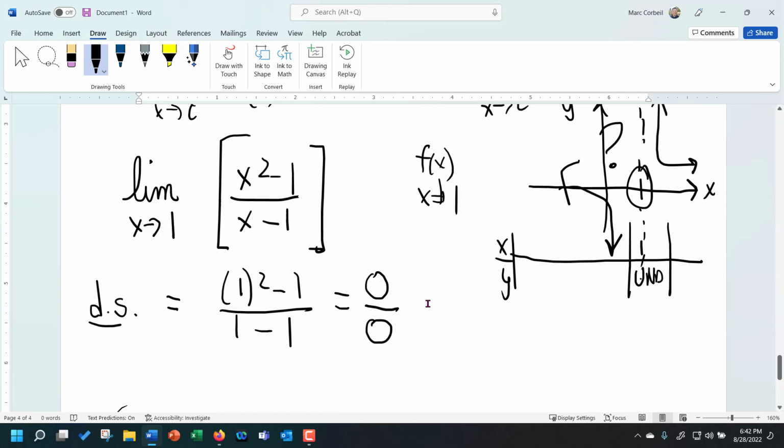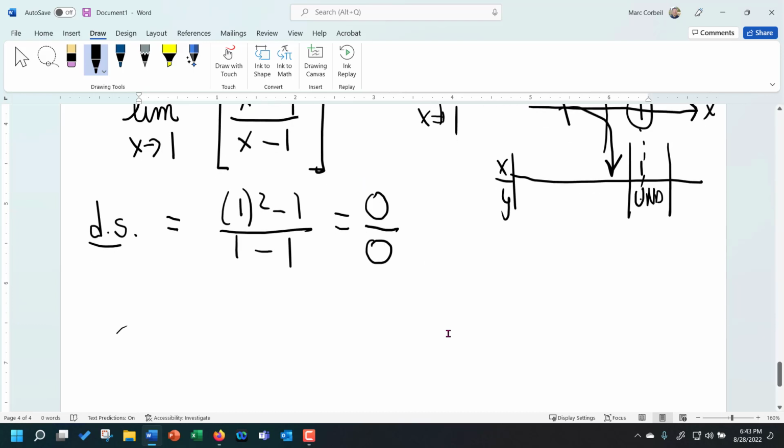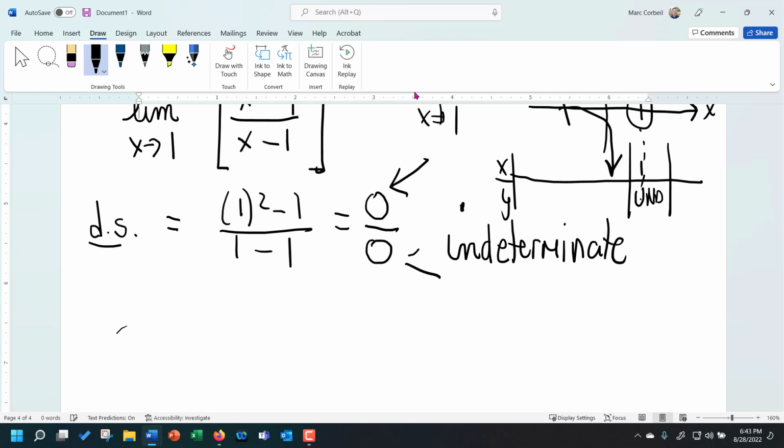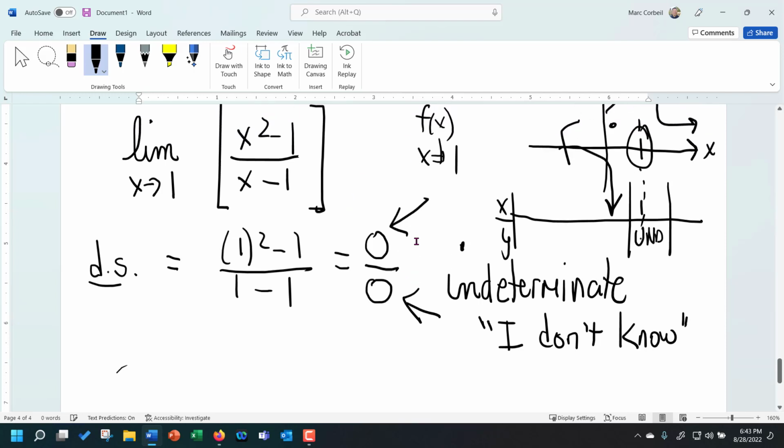Now that is a very unusual form, and it's such an unusual form, we're going to name it. This is called the indeterminate form. This is an indeterminate value. Is it 0? Is it division by 0? We don't know. It's just another way of saying I don't know. I mean, literally, that's what we're saying here. But that's not good enough for us in calculus. In calculus, when we get an indeterminate form, we have to do something else.